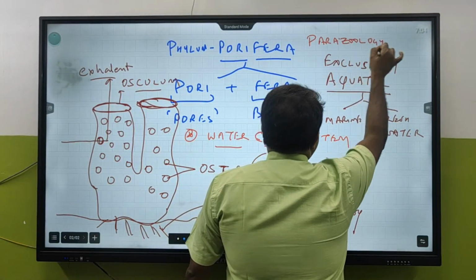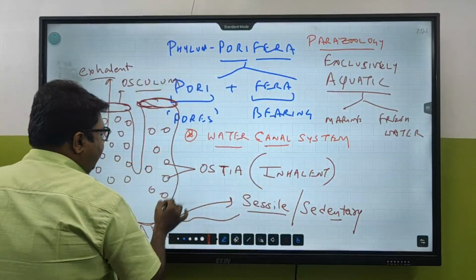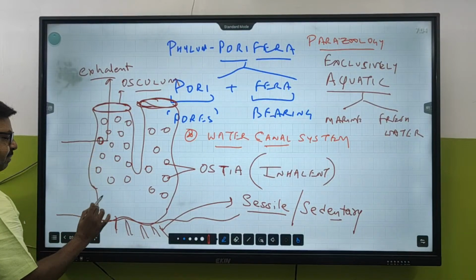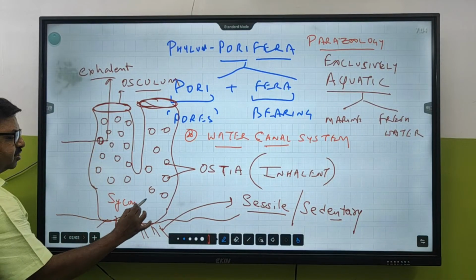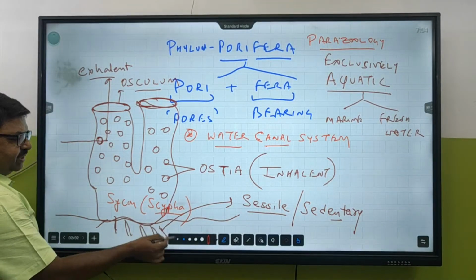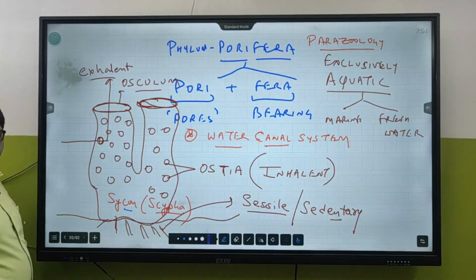Parazoology. Now, the structure of these poriferans. What is the example? The example is Cycon, which is also called Scypha. Just have a look in your book. Scypha. Cycon or Scypha is the example of it.